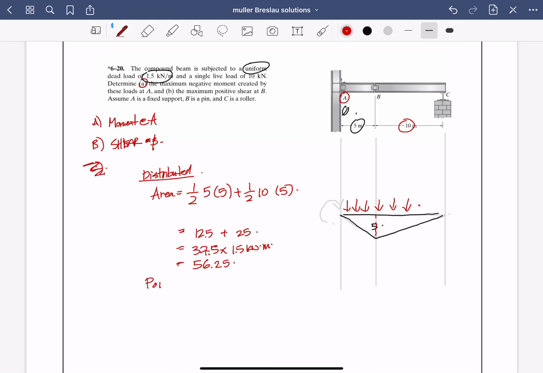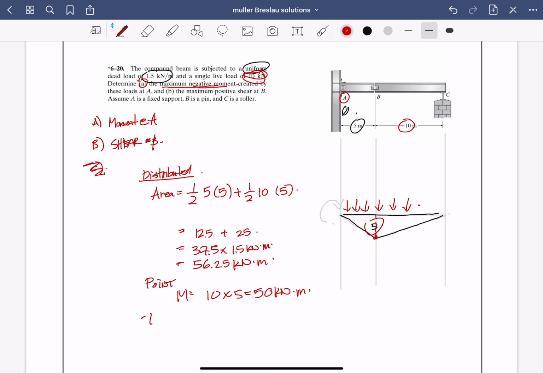Now the point load, 10. Where does it say to apply it? Does it apply maximum or? Okay, so it's asking for the maximum negative moment. Maximum means you want to apply it right here, right? So we're going to take 10 times 5. So moment is equal to 10 times 5, so we have 50 kilonewton meters. Now it's saying to add those two up.